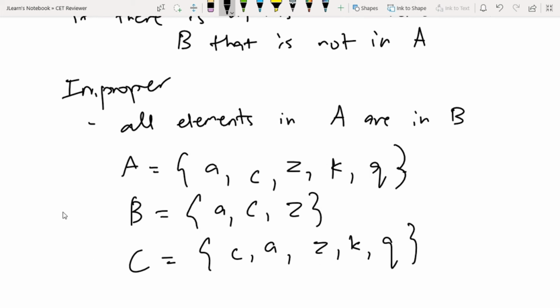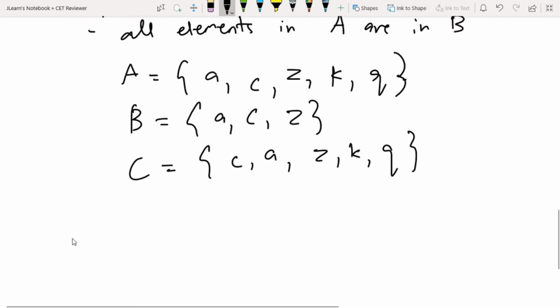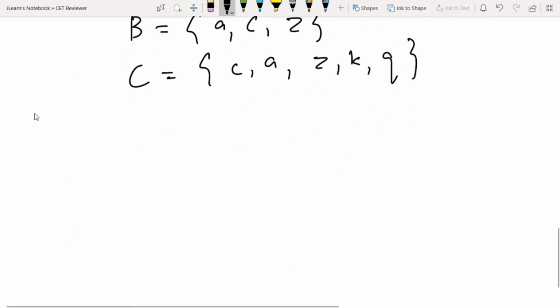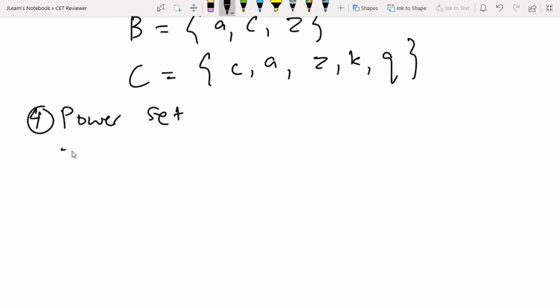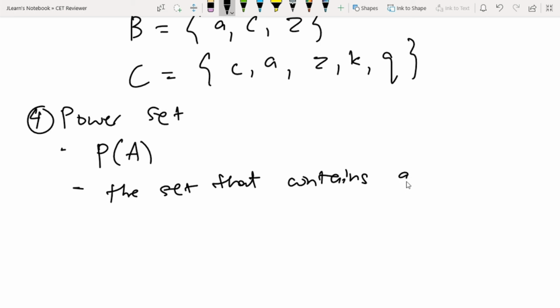So, next that we need to learn is the power set. Okay? This is number 4, power set. The power set is written as P, often P of A, or whatever the name of the set is. Basically, the power set is the set that contains all, take note, all subsets of A, whatever our set is.